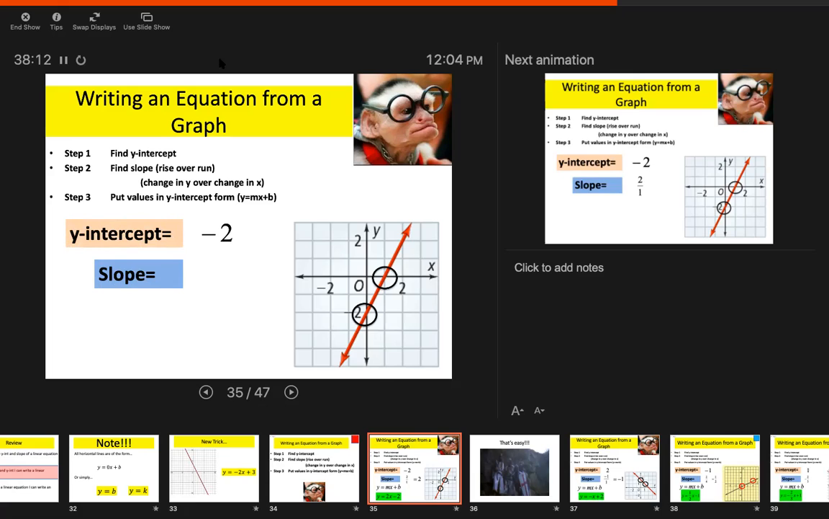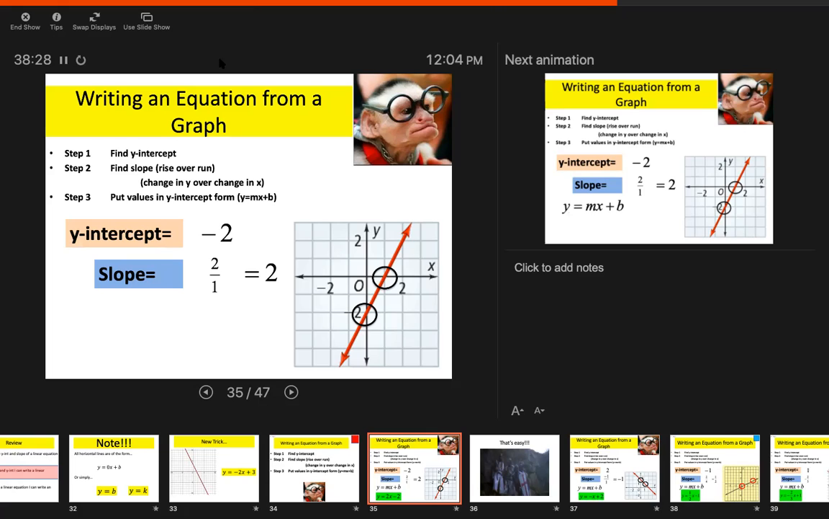It looks like we're going up and over. You see what I did there? Up 1, 2, over 1. That's 2 over 1. That's the slope. But 2 divided by 1 is 2. Y-intercept -2, slope of 2.